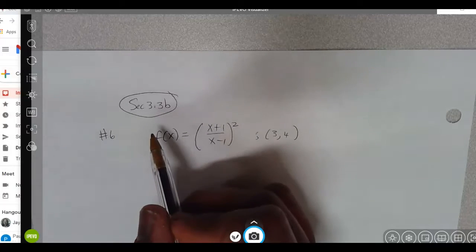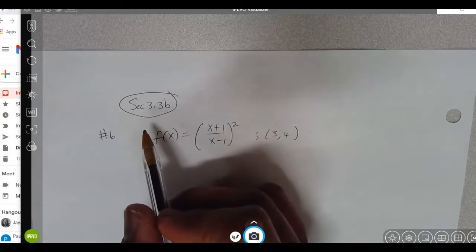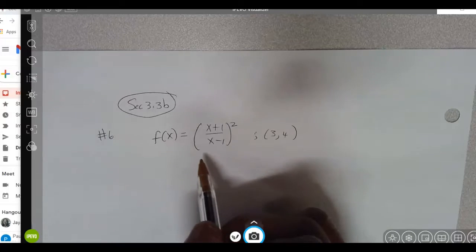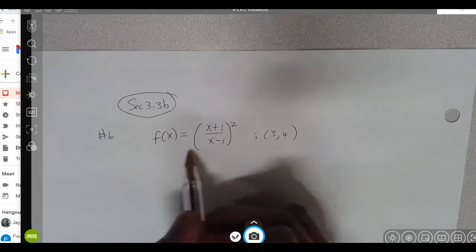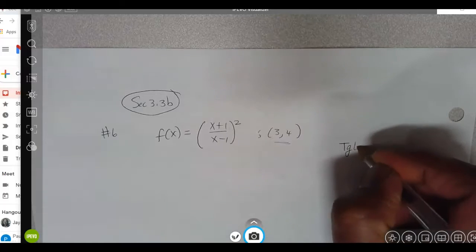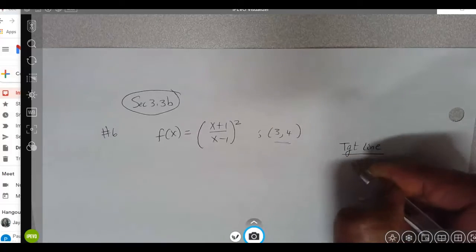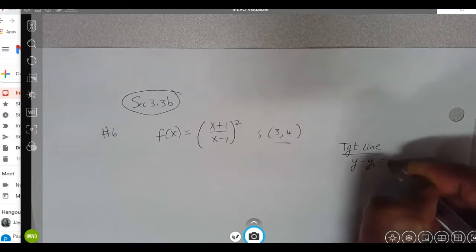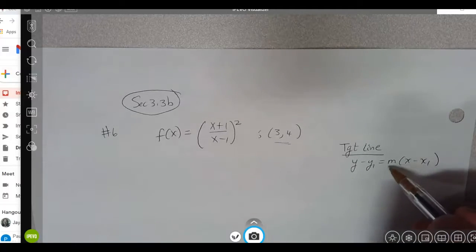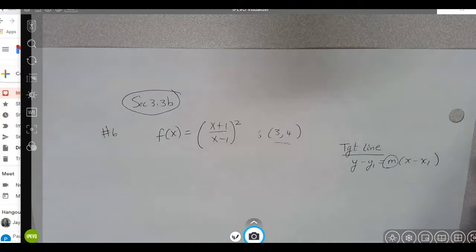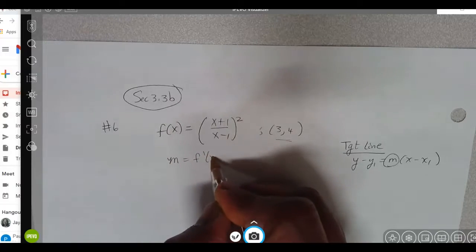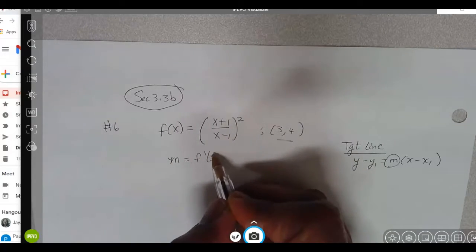Right, this is a question from section 3.3b, question 6. The question is saying to find an equation of the tangent line to the graph of this function at this given point. So as we know, for the tangent line, it's y minus y1 equals m times x minus x1. The most important thing here, the calculus part, is finding m. So m comes from the derivative, so f prime at 3, the number 3.